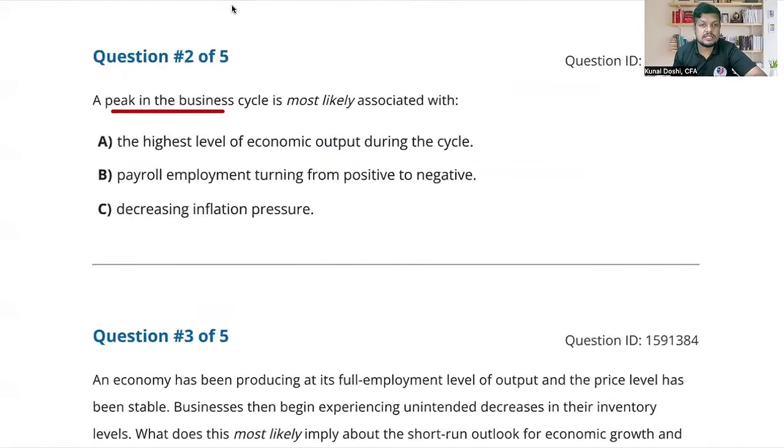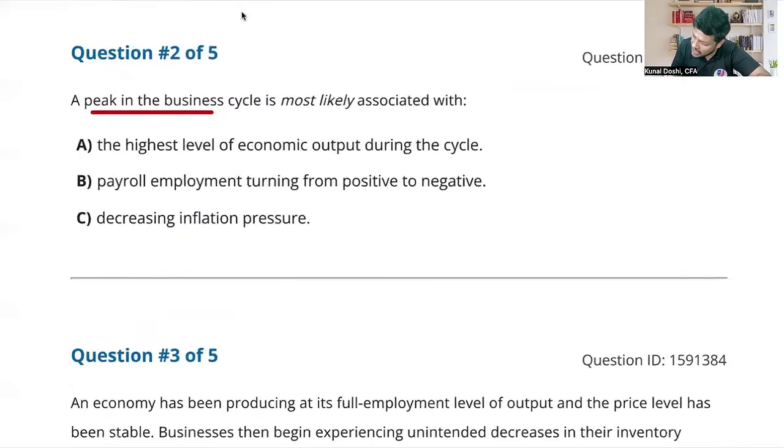Let us see what the answers are. See what happens during the peak. Yes, the answer is A. Why A? The highest level of economic output during the cycle.